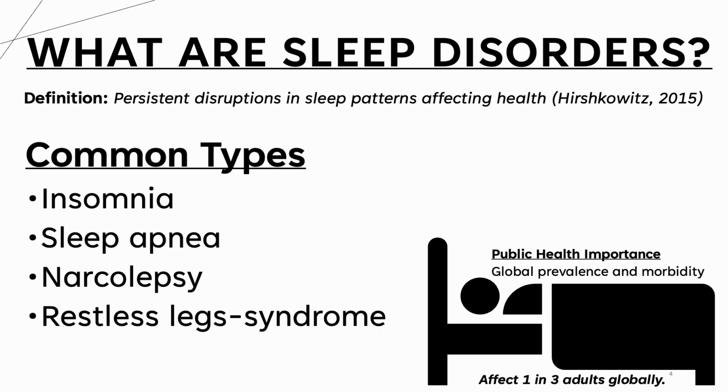What are sleep disorders? Some common types are insomnia, sleep apnea, narcolepsy, and restless leg syndrome. Normal sleep cycles alternate between NREM and REM. Deep NREM helps physical restoration, while REM supports learning and emotional health. Insufficient sleep disrupts these processes. The definition is persistent disruption in sleep patterns affecting health. Next slide.